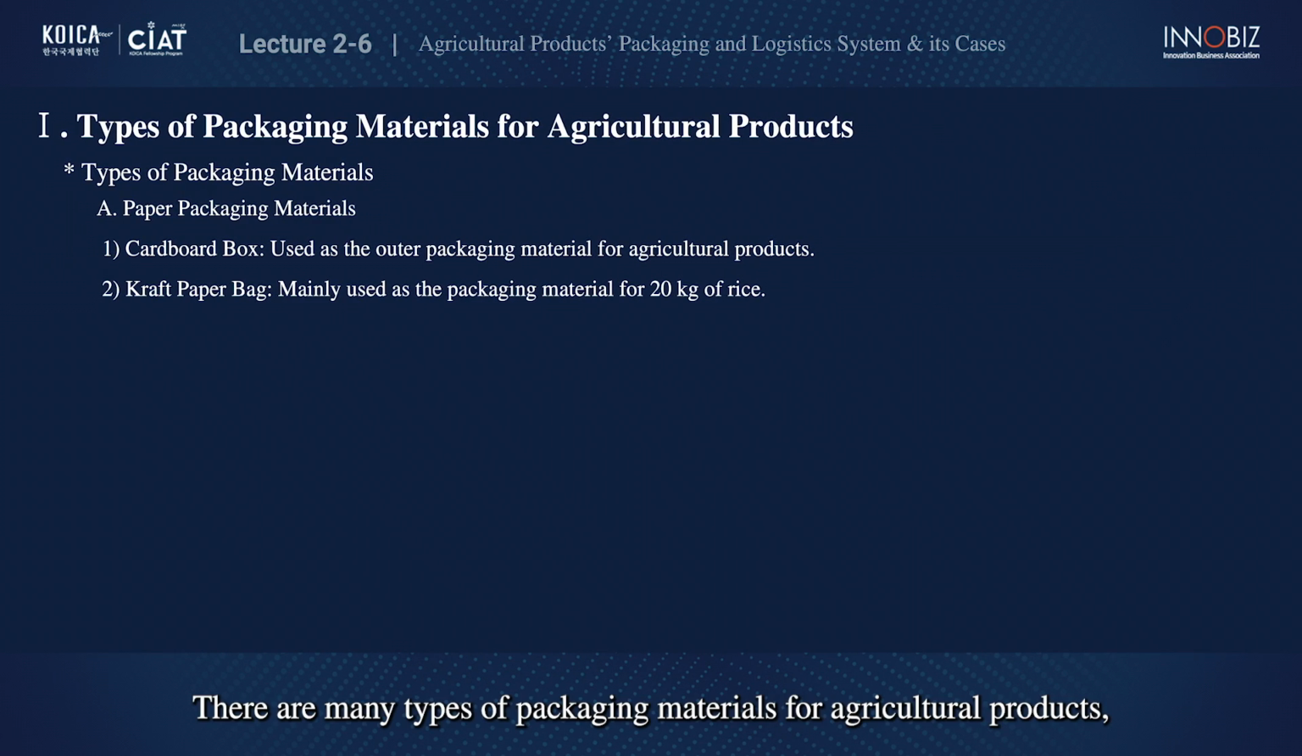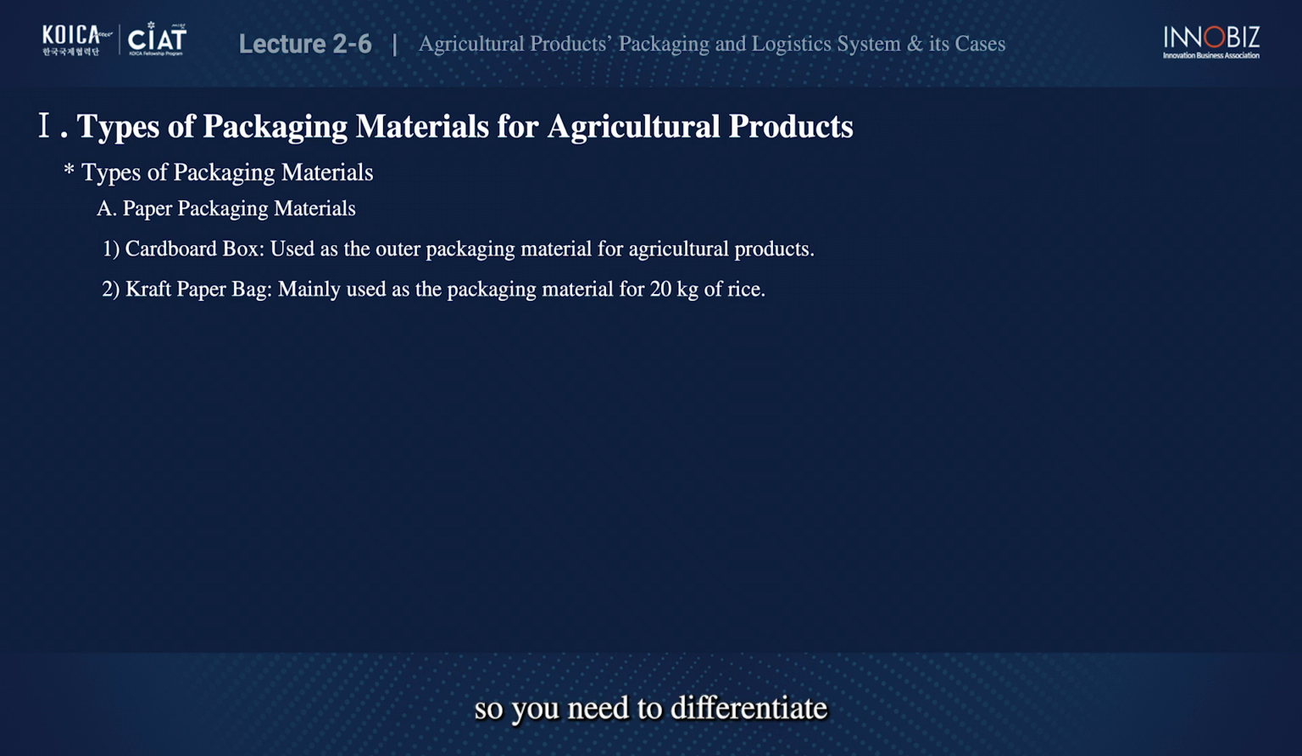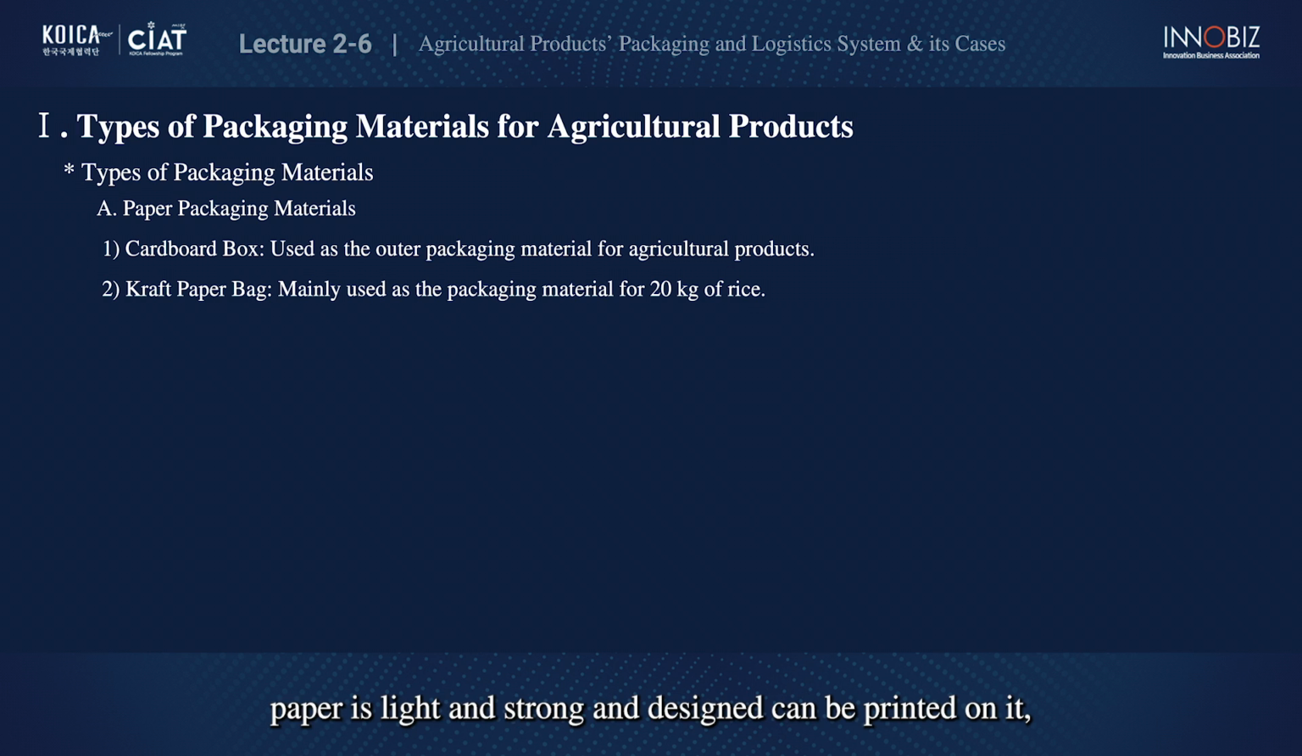There are many types of packaging materials for agricultural products, so you need to differentiate a packaging material type, packaging unit, and packaging style depending on the distribution channel. Paper packaging materials. Paper is light and strong, and designs can be printed on it, but it is weak against moisture. It is mainly used as the outer packaging material.